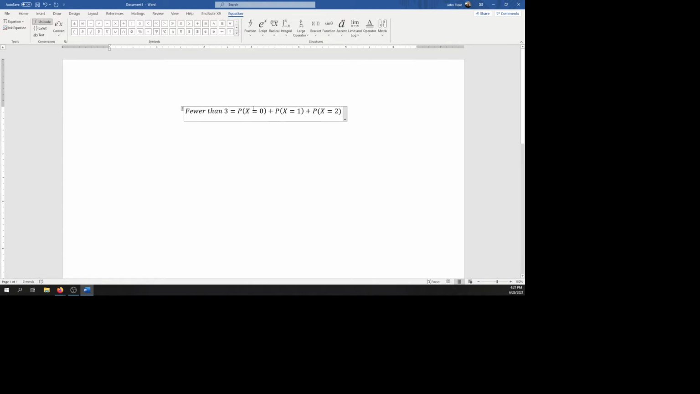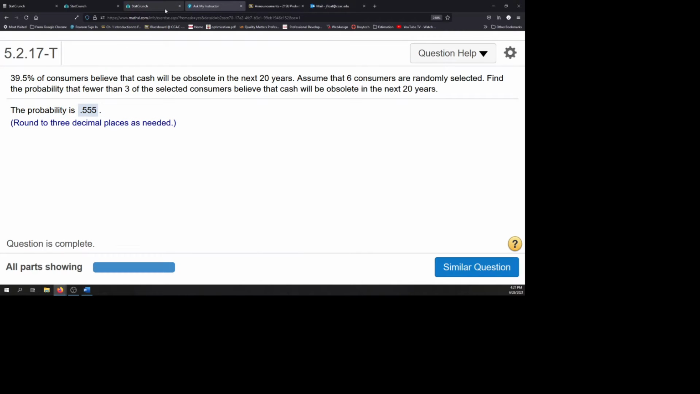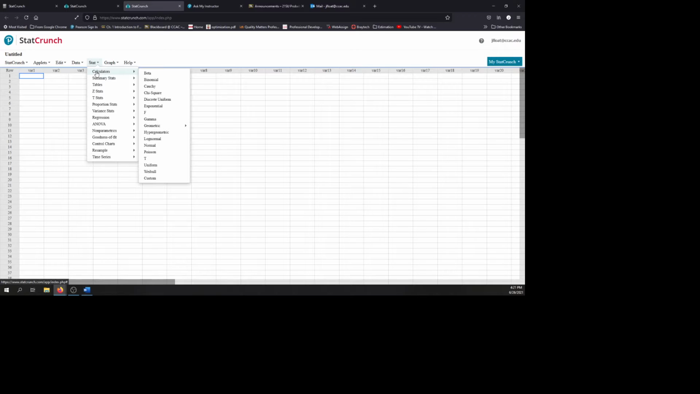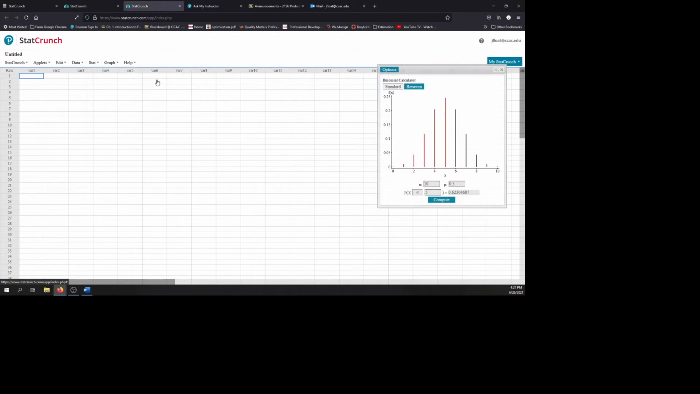So we know we need to find 0, 1, and 2. Now, StatCrunch is unbelievably easy and it's powerful, and it actually provides you with everything that you need, even a graph, which is awesome. So we come back here to StatCrunch. We go under Stat. We click on Calculators. Actually, you don't have to click on it. Just move your mouse down, and then go to the right, and you'll see the second option, which is Binomial.